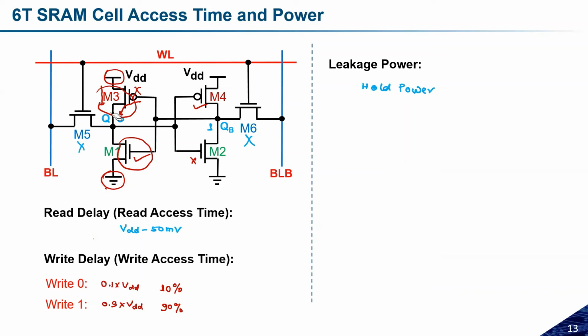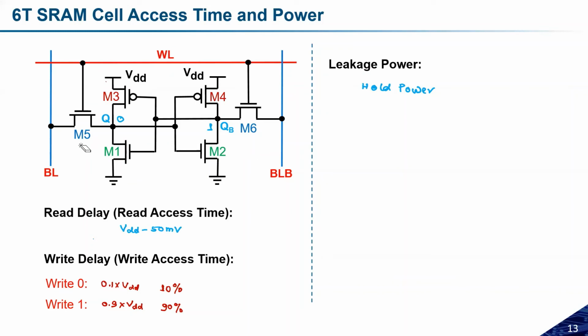But for now, let's just try to understand that there is some subthreshold leakage current which will flow even though the transistor is in the off state. Because of that, we will get some path, and because of that, the power dissipation will be there. So during this operation, there will be some power dissipation, and we can call it the hold power dissipation.